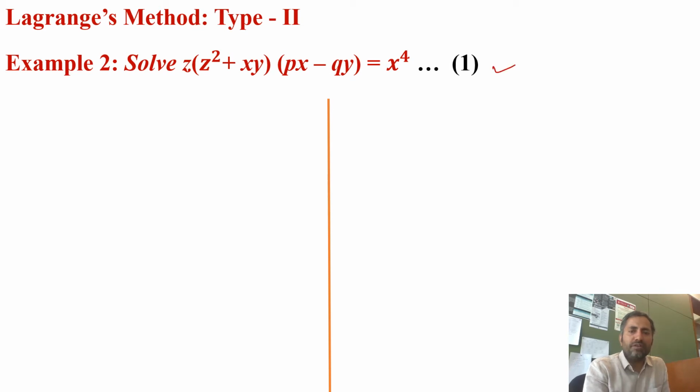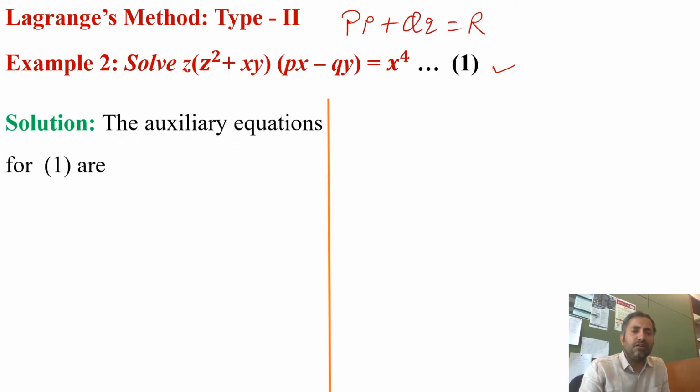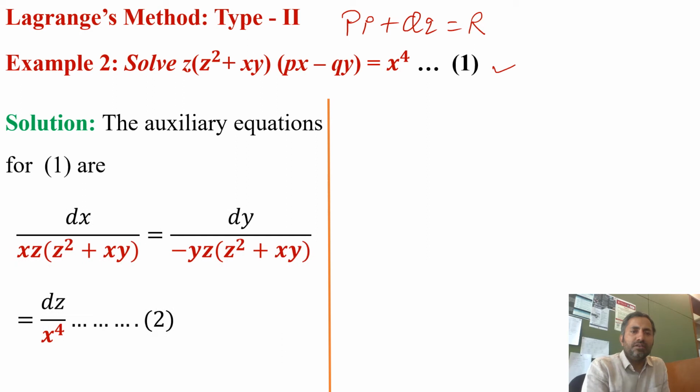In such questions, we can arrange it in the form of capital P small p plus capital Q small q is equal to R. By arranging this, we have the auxiliary equation dx upon capital P. Capital P is the coefficient of small p, so you can take x multiplied by z square plus xy, which we have written here. In the same manner, you can write dy upon minus y times z square plus xy. And the last term, very easily, we can write dz upon x to the power 4.